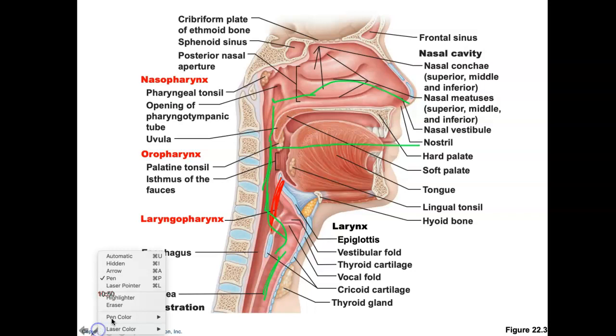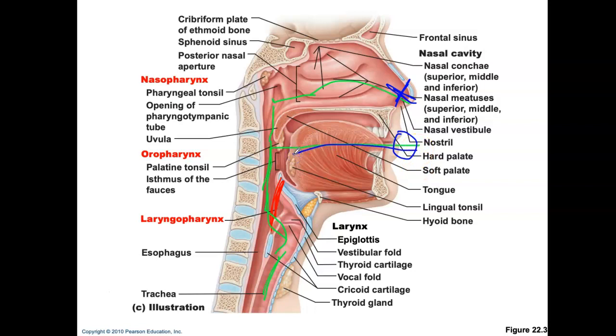All right, so now what color should we use? Let's do blue. What if we're doing food? So hopefully you're not starting here, right? That's a no-go for food, right? We're starting here at the oral cavity. So if we're talking about food, we're going through the oral cavity. Food has to travel in the oropharynx. Then it has to come down here to the laryngopharynx. And hopefully this flap is closed. And if the flap is closed, food goes from the laryngopharynx into the esophagus.